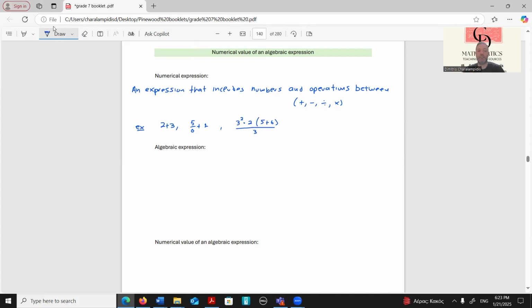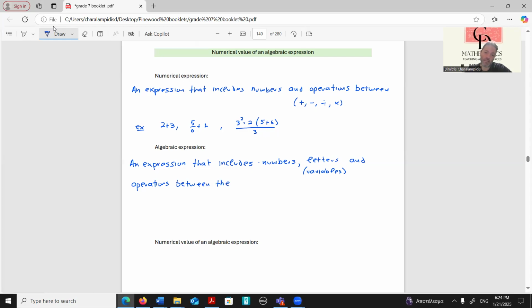The next step would be to define an algebraic expression this time. We would define an algebraic expression as an expression that includes numbers, obviously, letters, which will be referred to as variables, and operations between them.